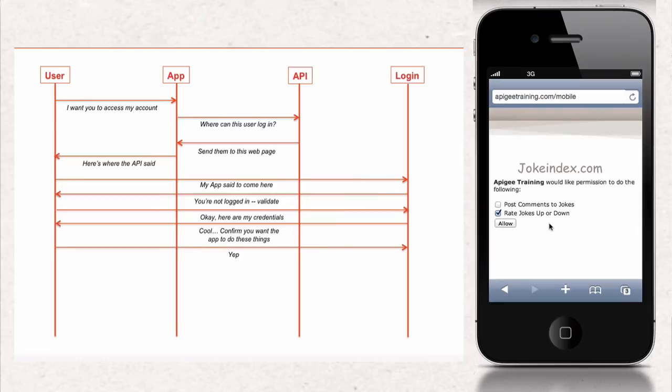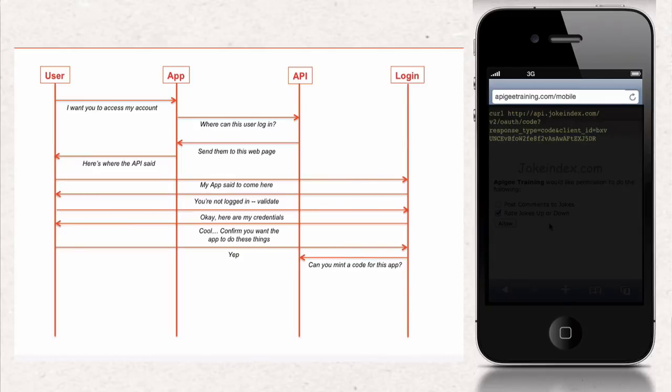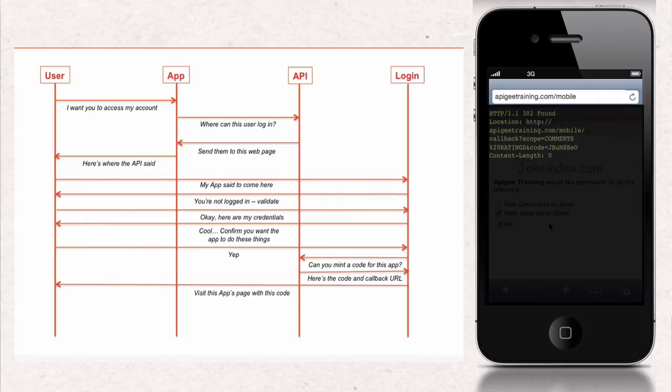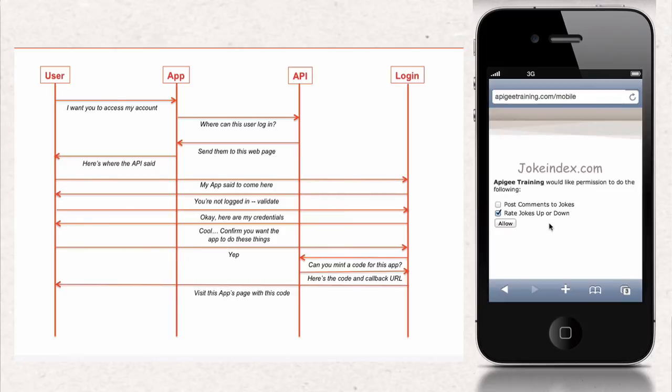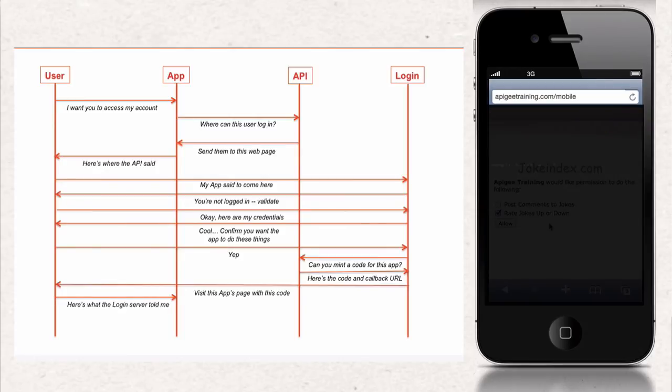And then the login server says, great. Let me just go over to the API here and say, okay, do me a favor. Give me a code. These kids want to fall in love. So the API returns that code and says, this is where they need to go to get married. So the login server then sends this code and the page back to the user, and the user goes back to the app and says, here's what the login server said.